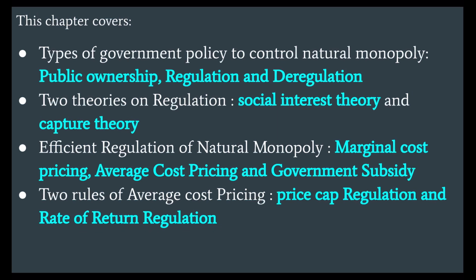This chapter covers types of government policy to control natural monopoly, that is, public ownership, regulation, and deregulation. Secondly, two theories on regulation, that is, social interest theory and capture theory. Third, efficient regulation of natural monopoly, that is, through marginal cost pricing, average cost pricing, and government subsidy. Two rules of average cost pricing, that is, price cap regulation and rate of return regulation.